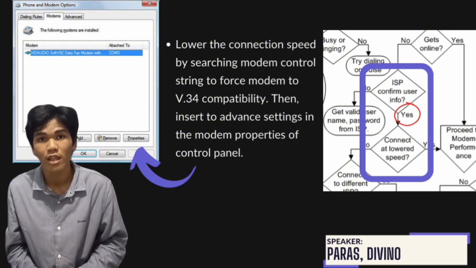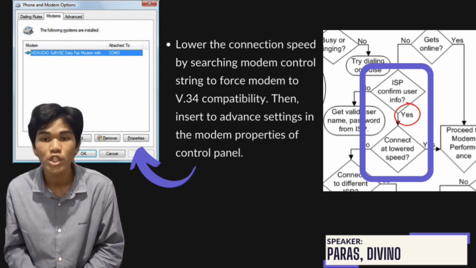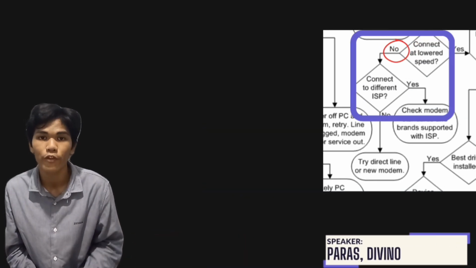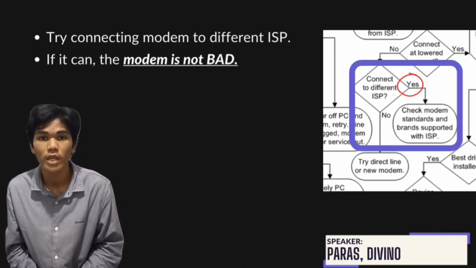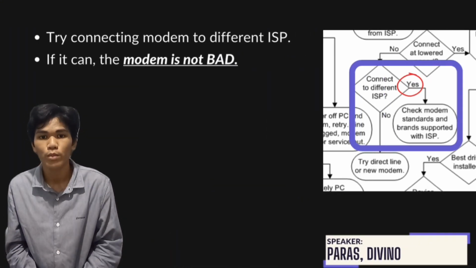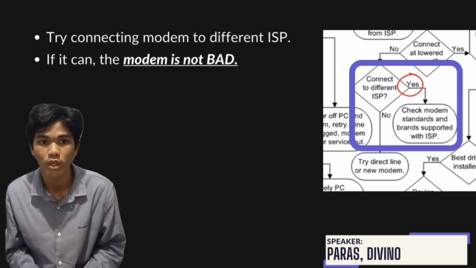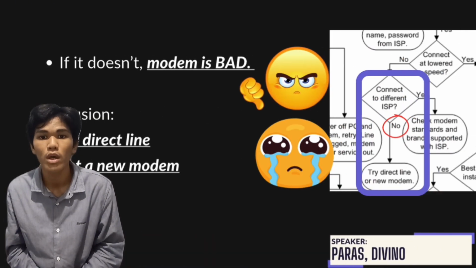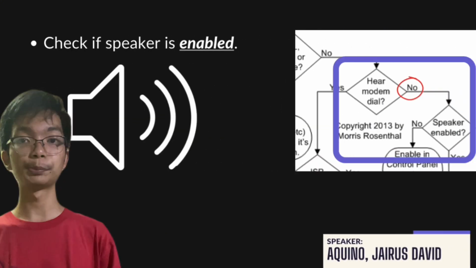But are you connected at lower speed? You can do this by following the guide on screen. But once you are done, then proceed with the modem performance chart as mentioned. But if no, then try to connect to a different ISP. If you manage to connect to a different ISP, then your modem is not bad. Then you can proceed with yes and check the modem standards which your ISP can support. If it can't connect to a different ISP, then please proceed with no and try direct line connection or just get a new modem. Let's proceed.